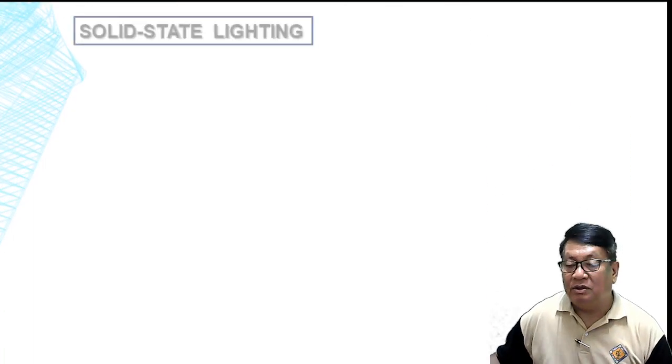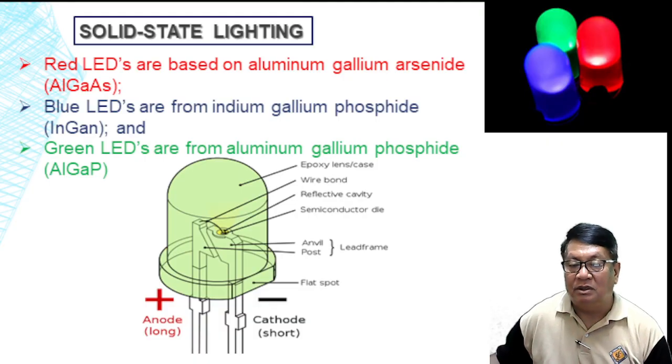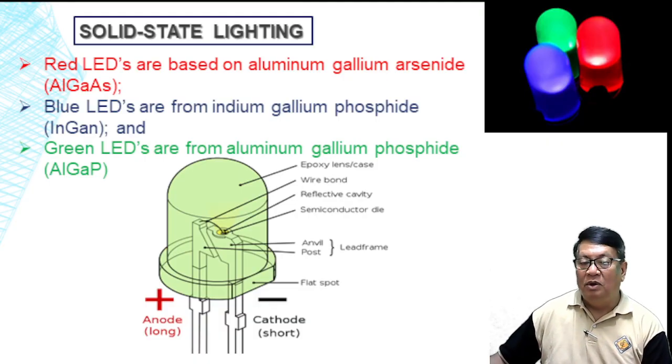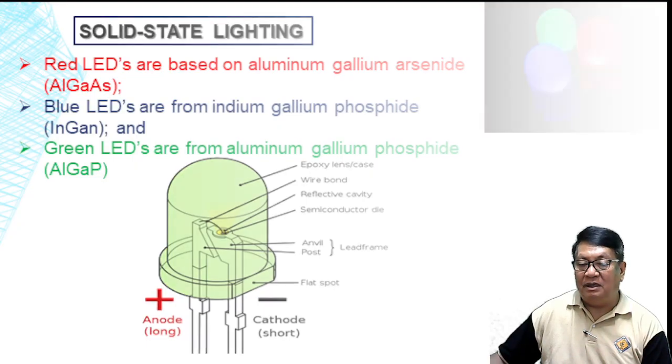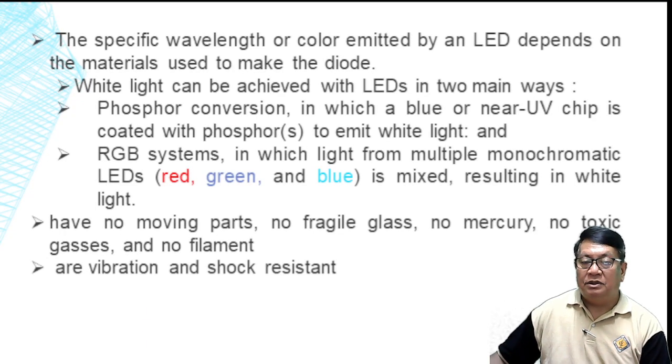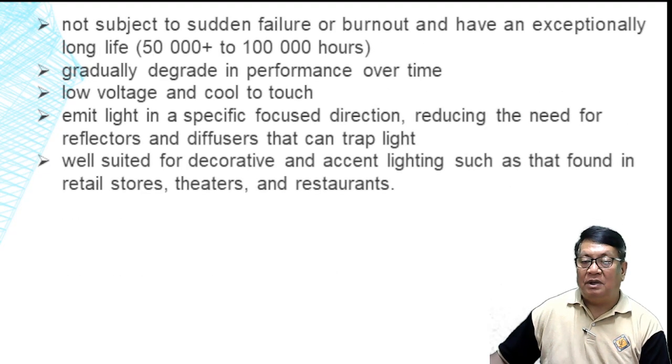Okay. So as you can see, diodes will have different colors. You have the red, blue, and green. So recently this is very common in our lighting system. So the specific wavelength of color emitted by an LED depends on the materials used to make the diode. Okay. So it is not subject to sudden failure or burnout and has an exceptionally long life, which is equal to 50,000 to 100,000 hours. Okay.